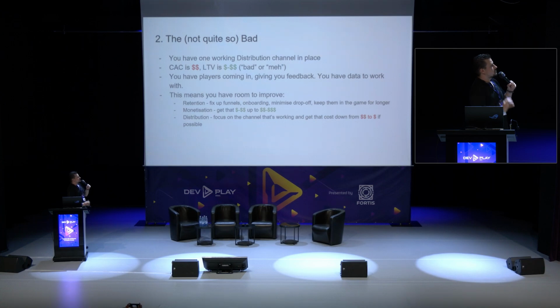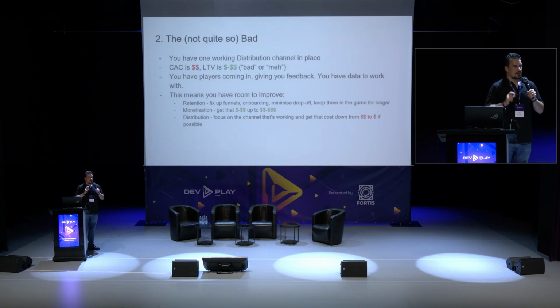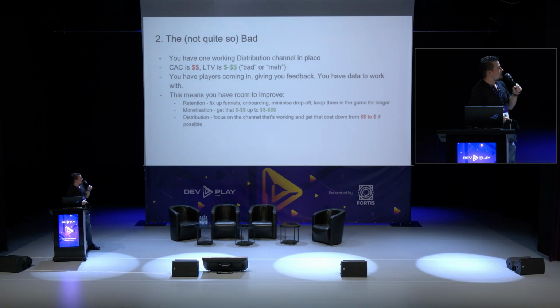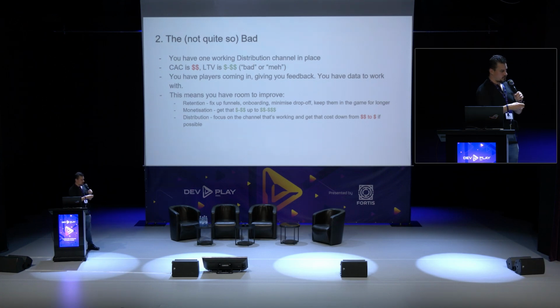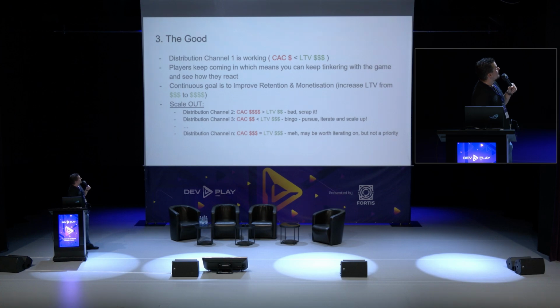If you have one distribution channel in place, like one channel is working, your customer acquisition cost is a couple of dollars and you're making $1 or $2 on that user. There's still room to improve here because you have players coming in and they give you feedback and you have data to work with. So this means you can improve your retention, you can improve the monetization to get it up to $2, $3, and you can focus on the distribution channel that's working to try and lower that cost, create the gap, which is gross profit.